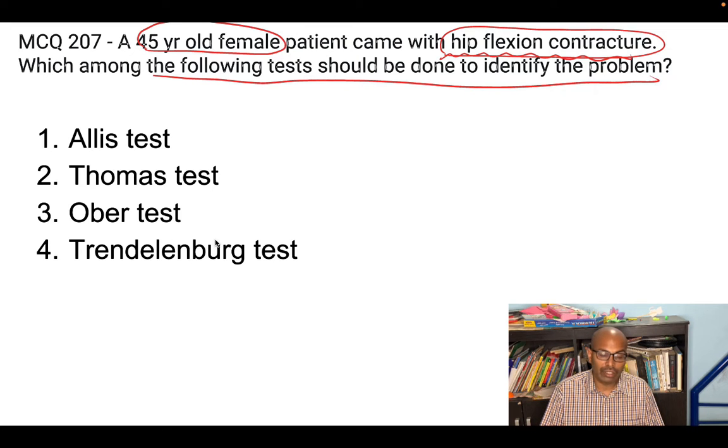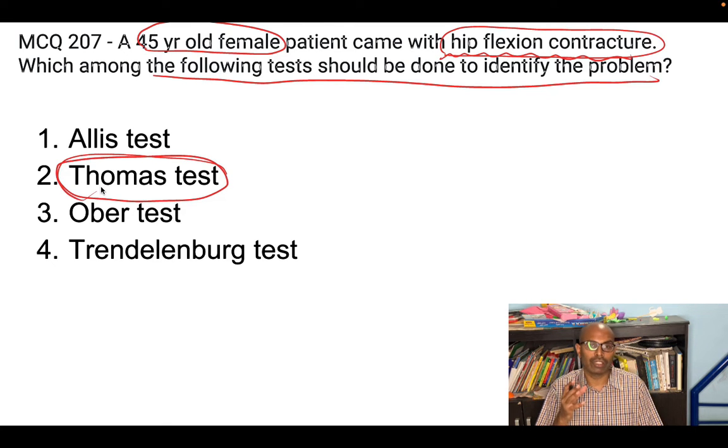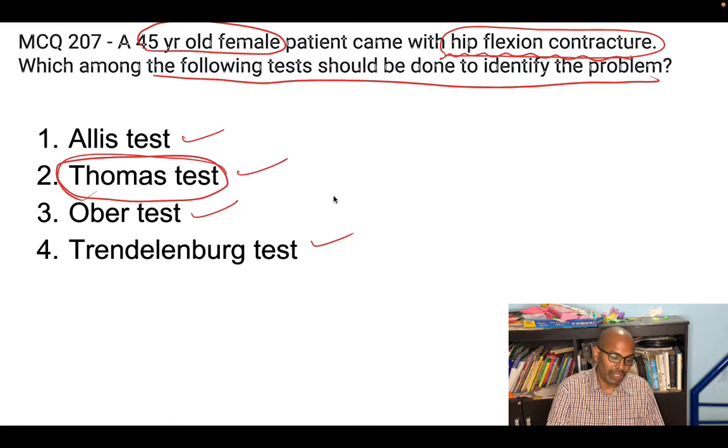So the correct answer to the question is Thomas test, because any time a hip flexion contracture is seen or suspected, you must do the Thomas test to identify it. So let's go through these tests one by one. What is Alice test, what is Thomas test, what is Oberst test, and what is Trendelenburg test? Each of them is very important, has been asked very frequently in your exams, and you must know this very well.